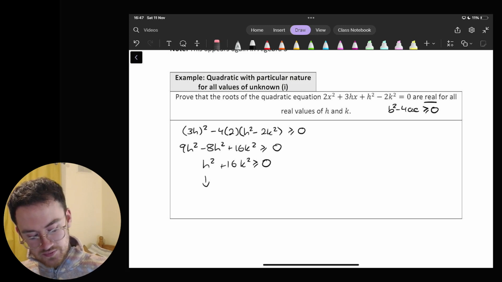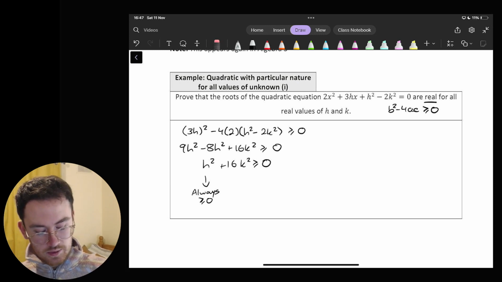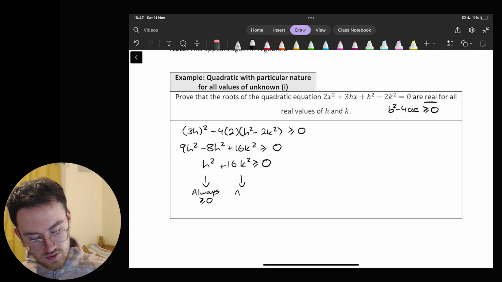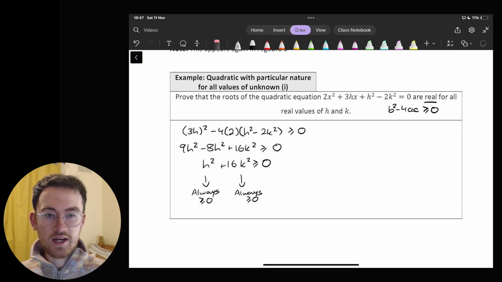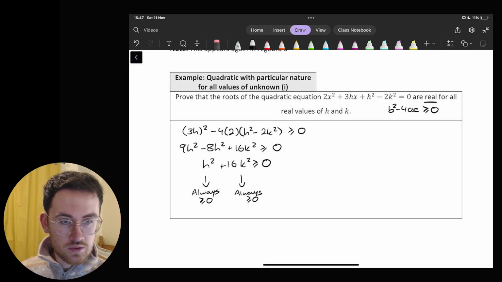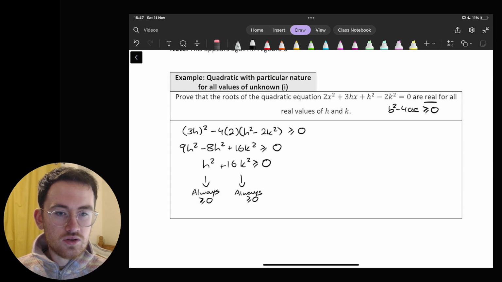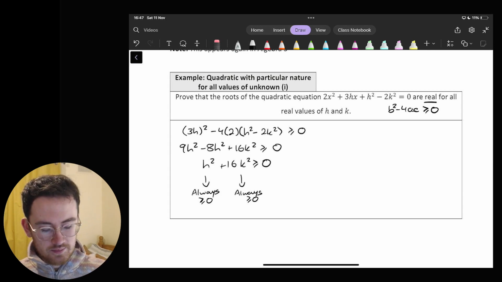h squared is always going to be greater than or equal to 0. No matter what h is, because we're squaring it, it's always going to be positive. The same thing happens here. This is always going to be positive also, because k squared, anything squared, is always positive. If I multiply it by plus 16, again, it's always going to be positive. So adding the two of those together, again, will give me something positive.